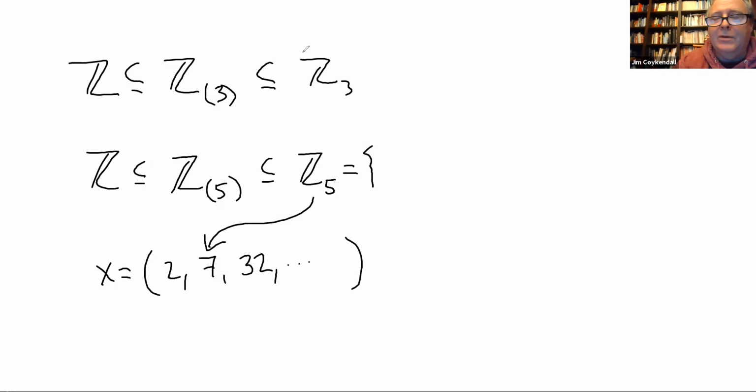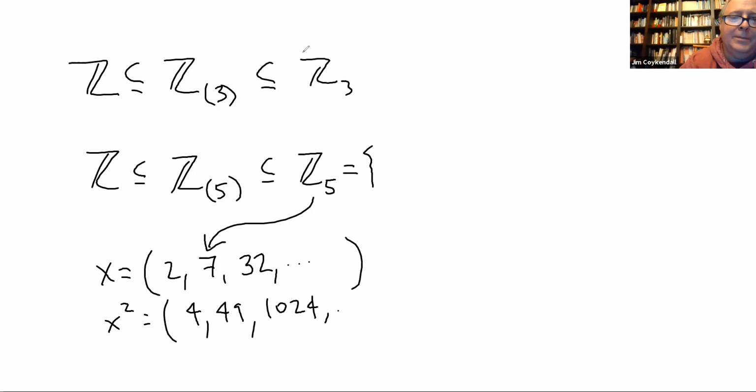And actually, I haven't proved this, but you can keep going. If you square this, it squares to 4, 49, 1024, blah, blah, blah. And let me rewrite this. Mod 5, this is -1. Mod 25, this is -1. Mod 125, this is -1, etc.